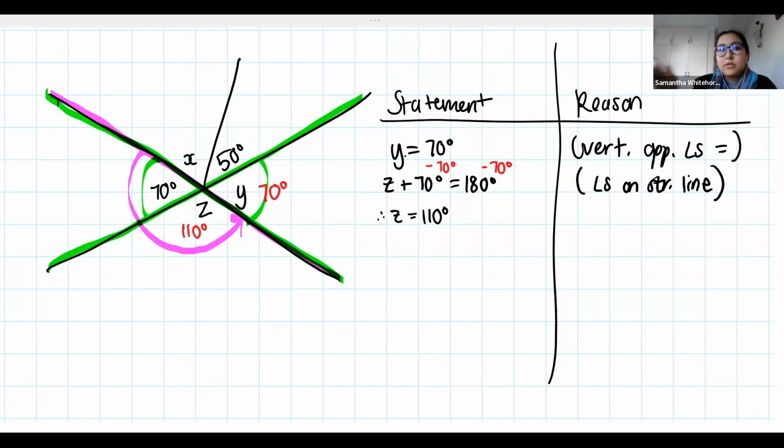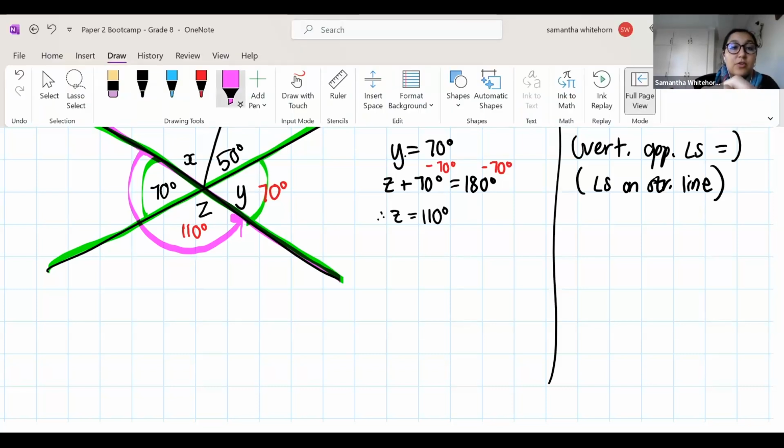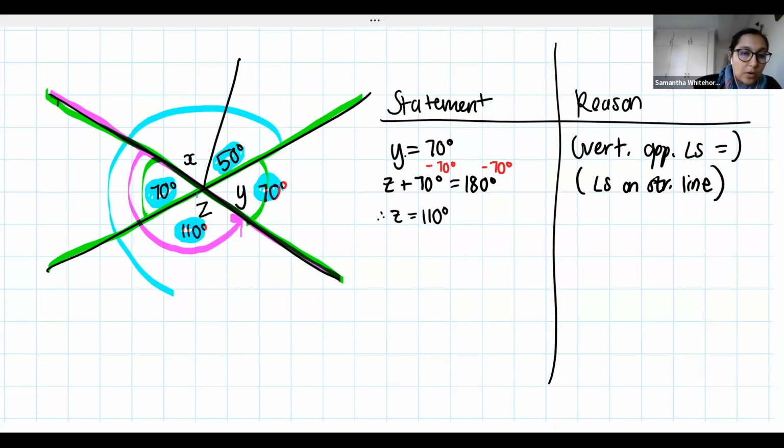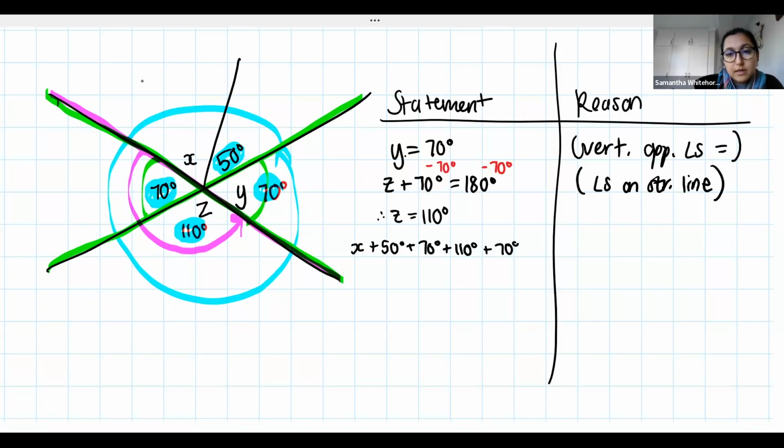But because we haven't used angles around a point in a while, I'm going to do that one just to revise and refresh in your memories what that is. I now know that I've got 70, 110, 70, 50, and the only angle I'm missing is X. If I add all of those together, I've got angles around a point. So if I set up an equation, X plus 50 plus 70 plus 110 plus 70 must give me 360 degrees, I can in fact use angles around a point.